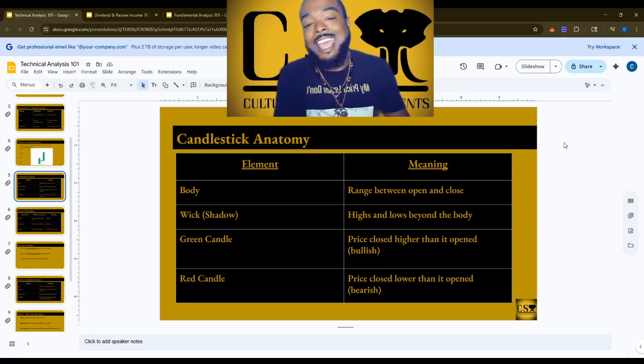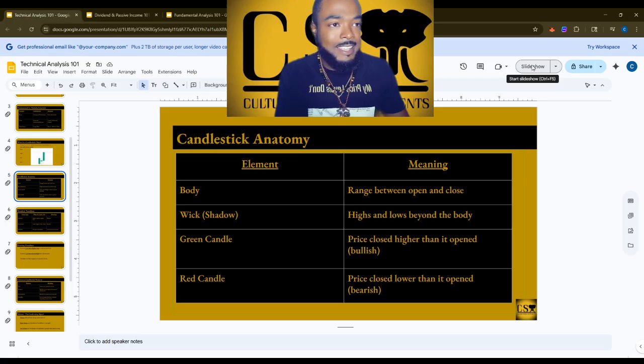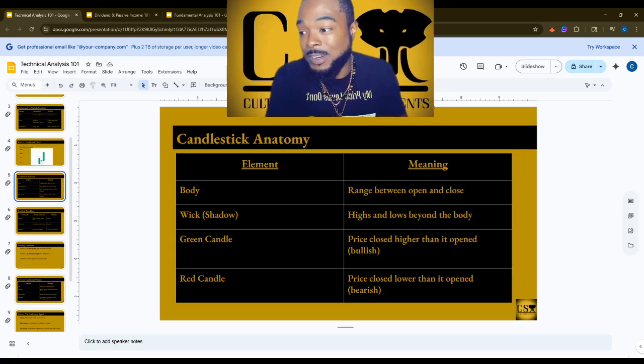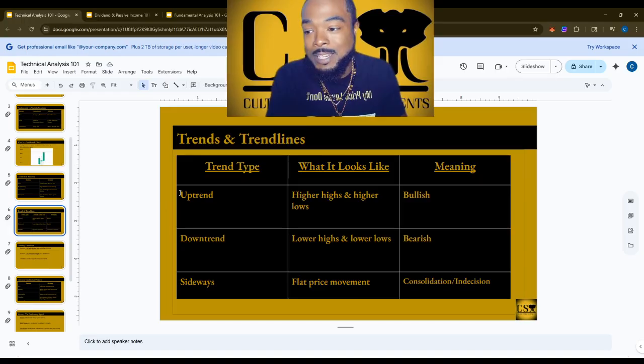So don't think that any one of these things that I'm showing you is catered for one particular style. These are things that you're going to see on all time frames and all trading styles, but these are the basics that you have to know in order to apply any of those styles or become master of any of those types of analysis. You got to know these basics.